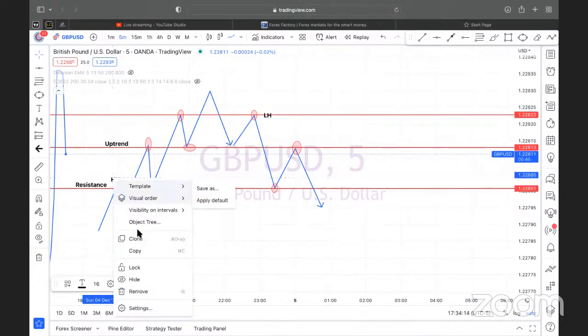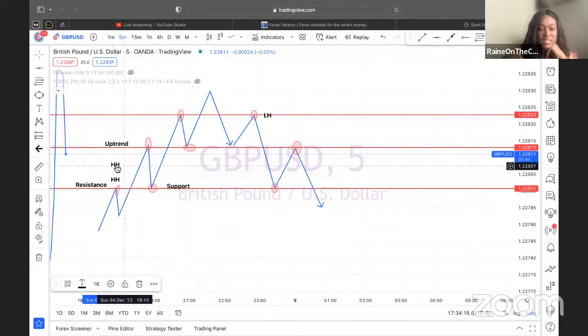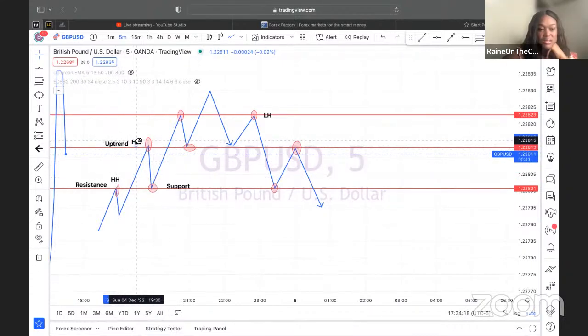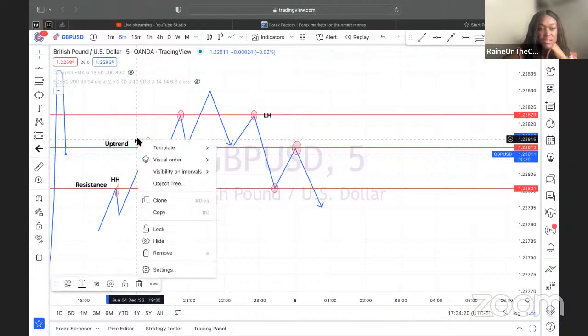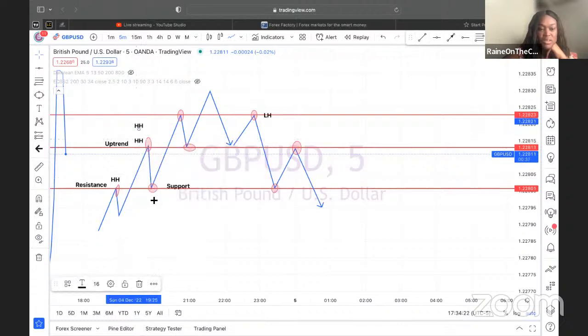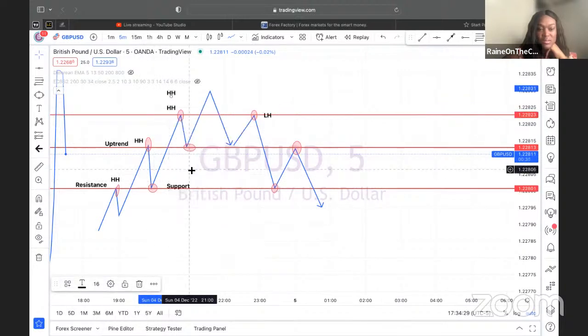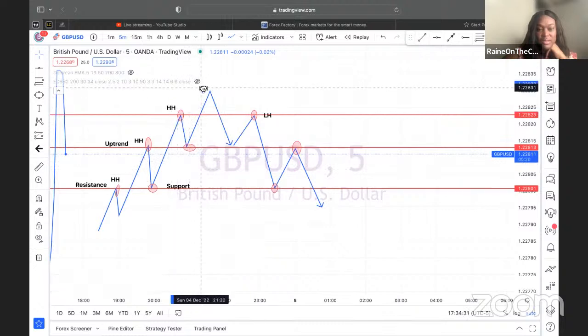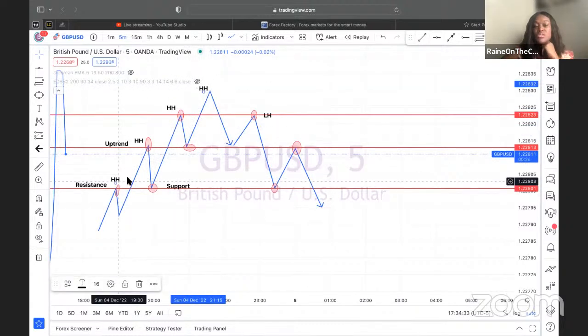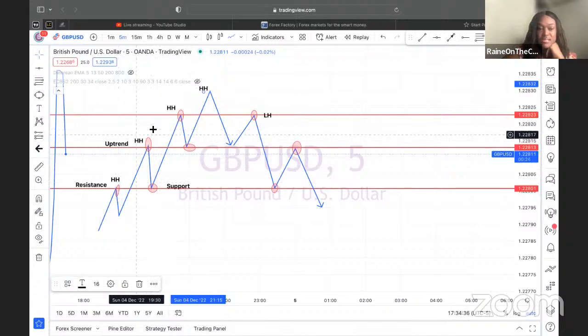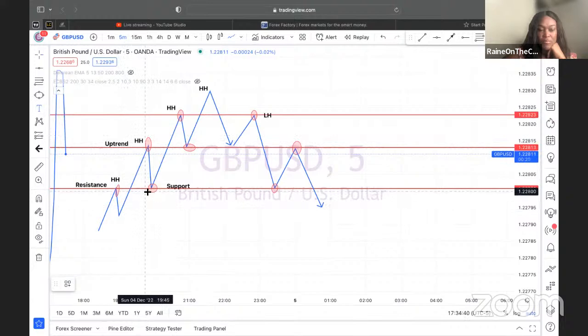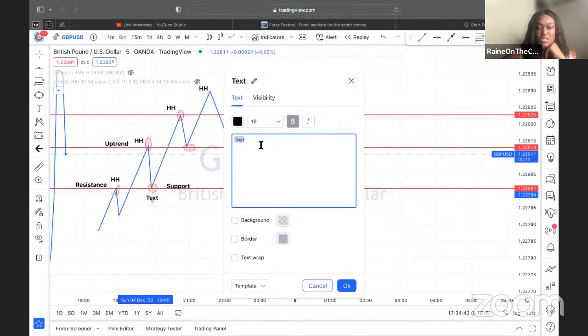Okay, let's clone this. Higher high. Higher high. Higher high. Okay, so higher highs and higher lows equal the uptrend. Right?